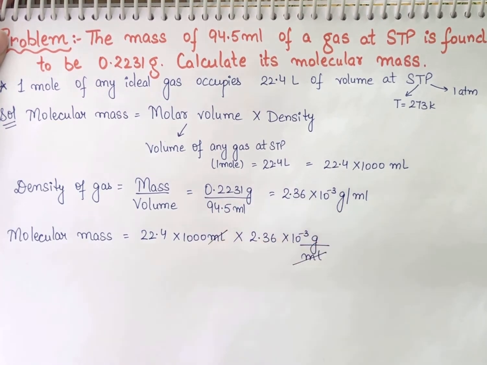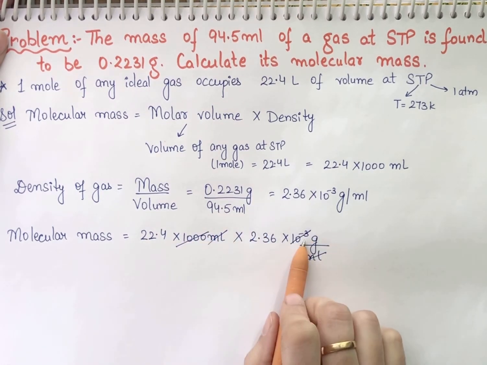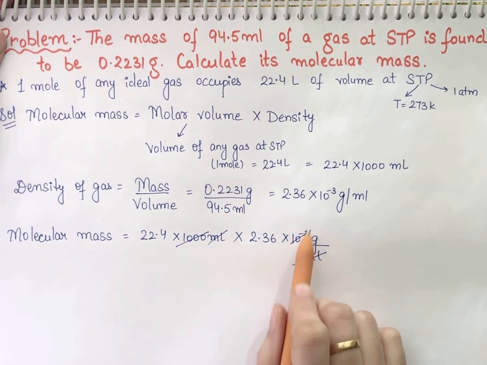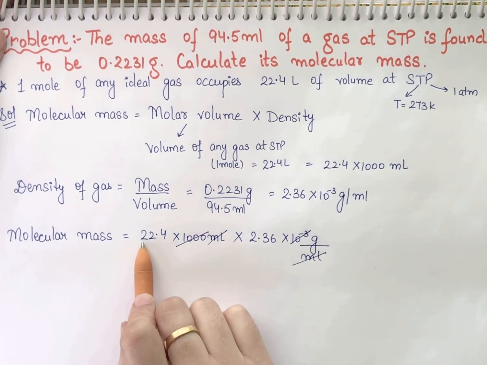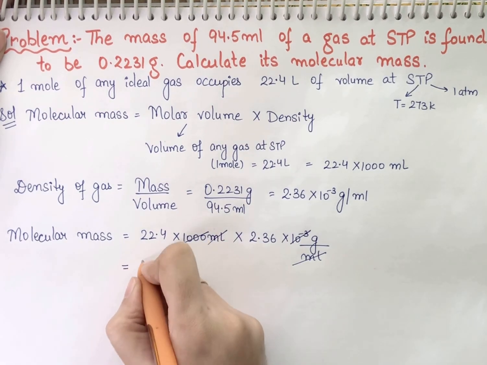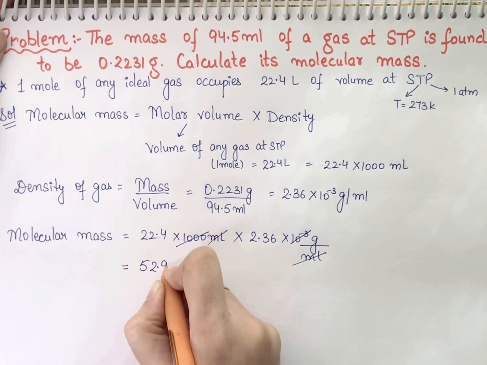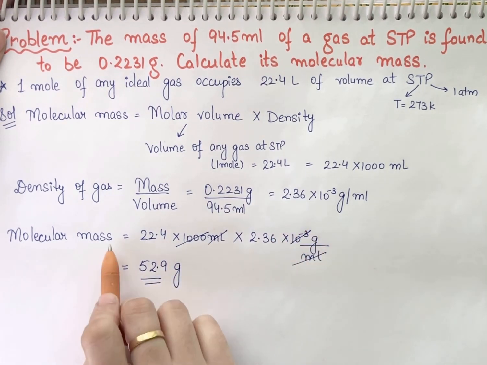So ml is cancelled with ml and this 1000 is cancelled with this 10 raised to power minus 3. 10 raised to power minus 3 means 1 by 1000, right? So I can cancel these values. Now if I'll multiply 22.4 with 2.36, I'll get my answer 52.9 gram, because I'm having the unit of mass only.